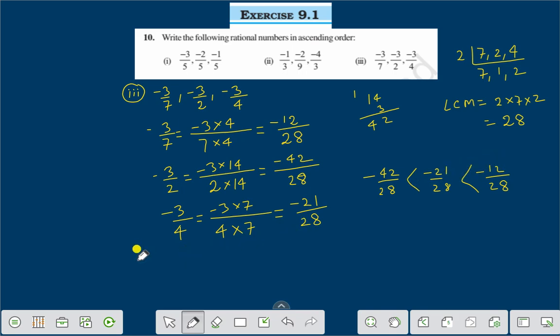Therefore you can say that minus 42 by 28, that is minus 3 by 2, is less than minus 21 by 28, that is minus 3 by 4. And minus 3 by 4 is less than minus 12 by 28, that is minus 3 by 7, right?